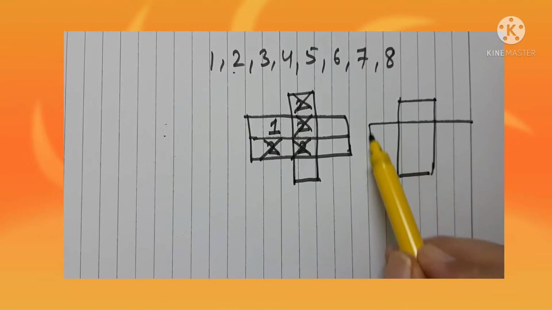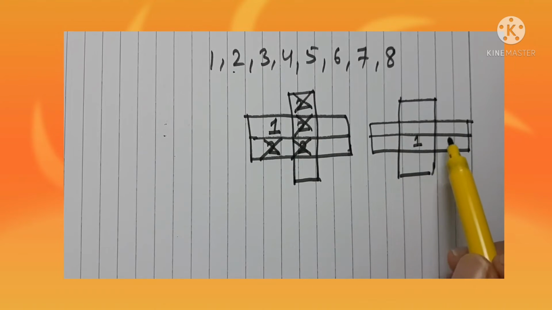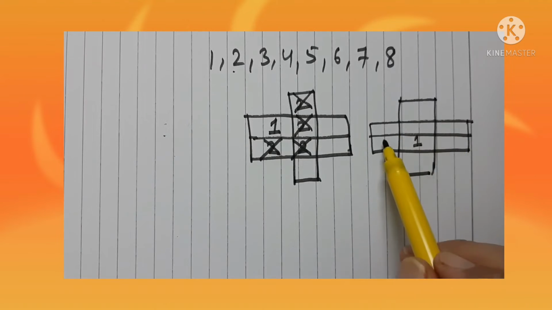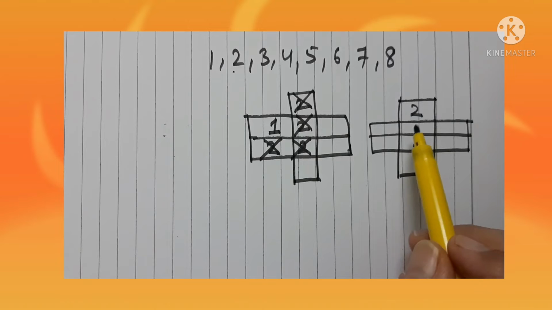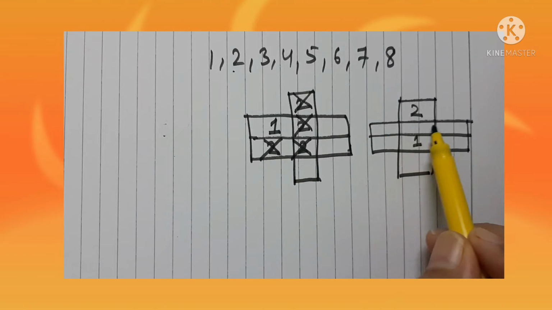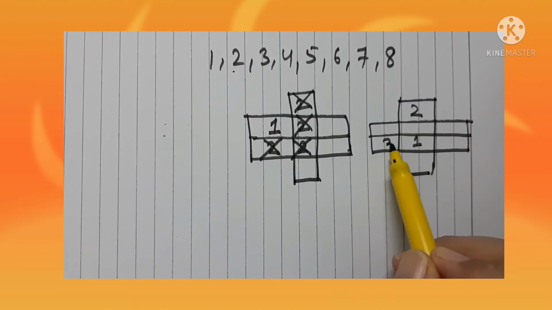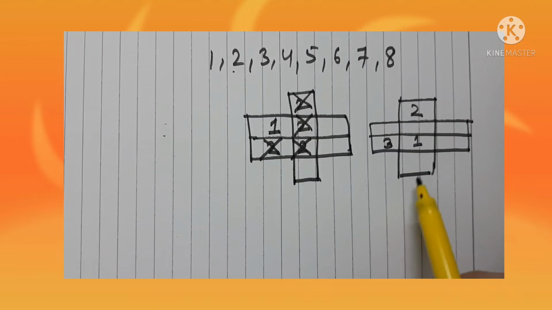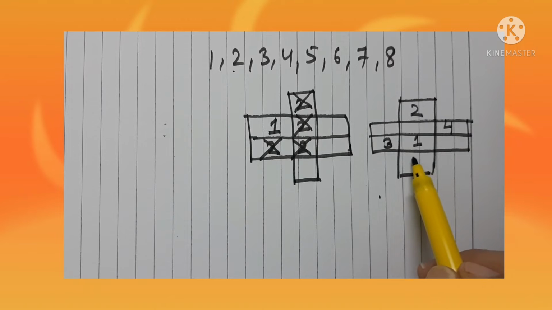If I place, say for example, 1 here, I cannot place 2 anywhere in the adjacent box to this one. I may place 2 here. So I cannot place 3 in any of the box which is adjacent to 2. So I can place 3 here. I may place 4 here. Then I can place 5 here. You can see that 4 and 5 are not adjacent to each other.